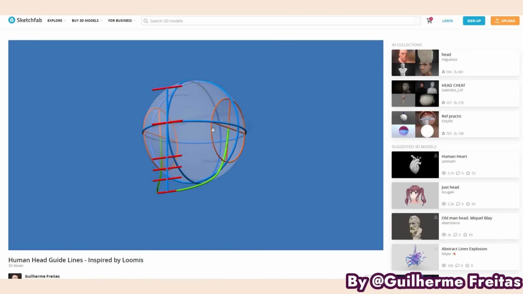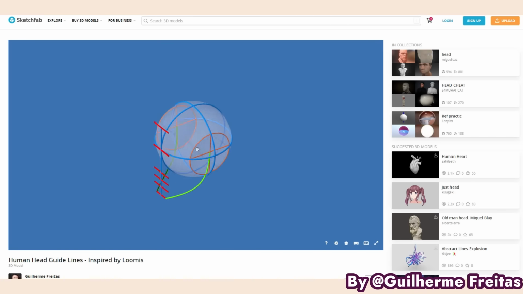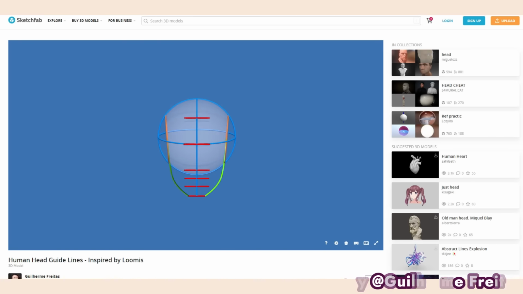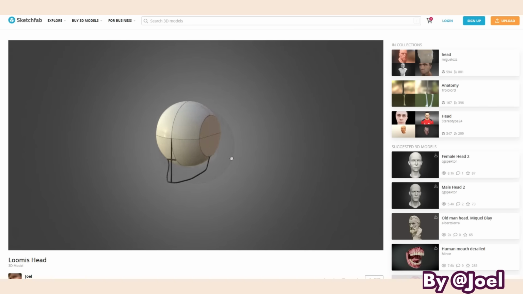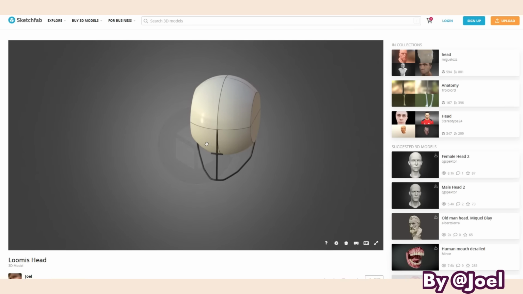There's also this 3D model of a guideline I found online which is super useful. I'll have that linked in the description. This will help with different angles and you can see how much of the face you will be able to see and how much you won't be able to see.